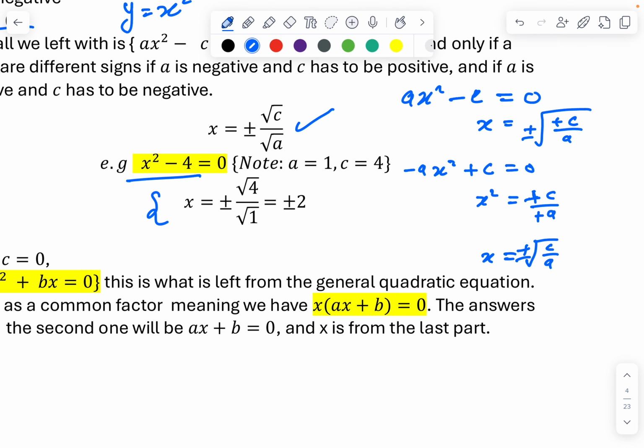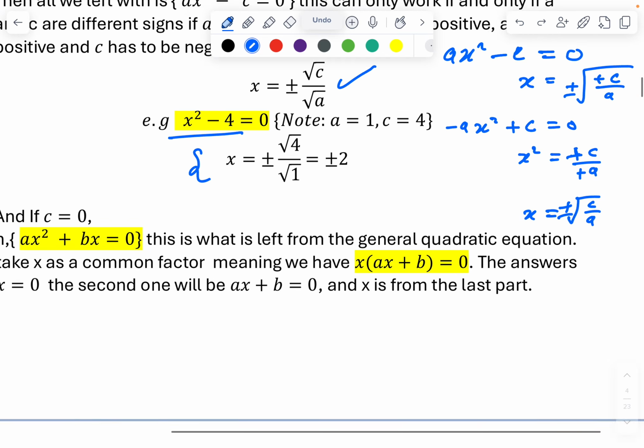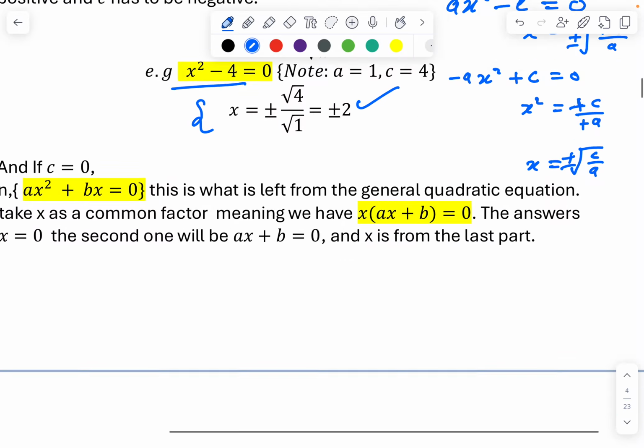Now we have an example, which is basically c over a. a is 1, we can see there is a 1 there, and it will be the square root of 4, which is the c value, divided by 1. The square root of 1 is 1. So we get the answers plus or minus 2.